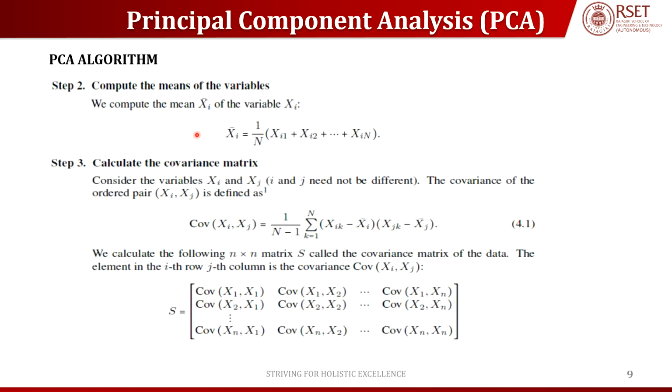And in step 3, we have to calculate the covariance matrix S, capital S. This is an n by n matrix where the element in the ith row and jth column is the covariance between the variables xi and xj. The covariance is calculated using this formula, covariance of xi and xj. That value will be filled in this table. So the covariance matrix is essential because it captures how all our variables relate to each other. Once we have the mean and the covariance matrix, we have the statistical foundation that is needed to find the principal components.